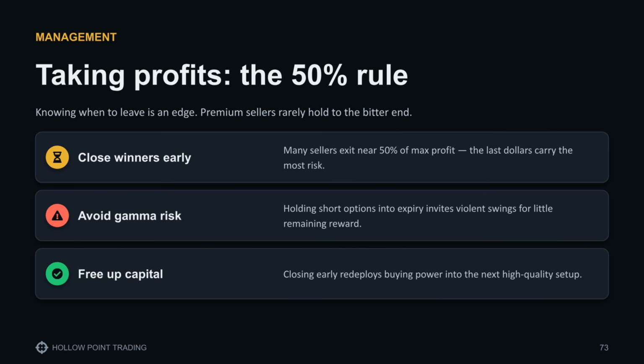Taking profits is a skill. The 50% rule, closing winners at about half of their maximum profit, is a popular approach. It avoids the high-risk, low-reward gamma of the final days before expiration, reduces your risk, and frees up your capital to be redeployed into new, high-quality opportunities.